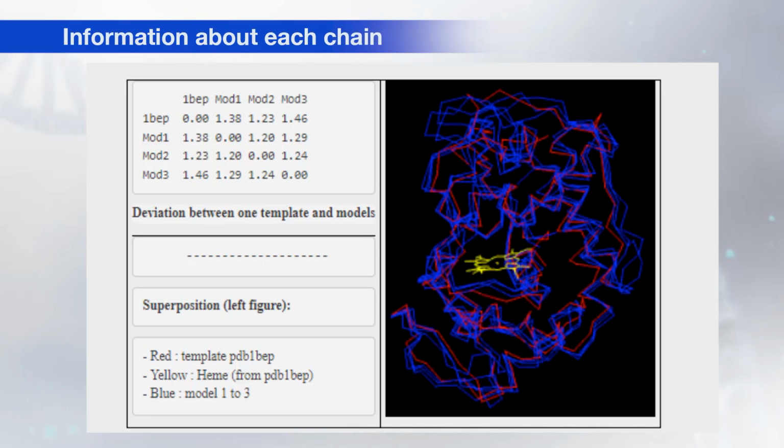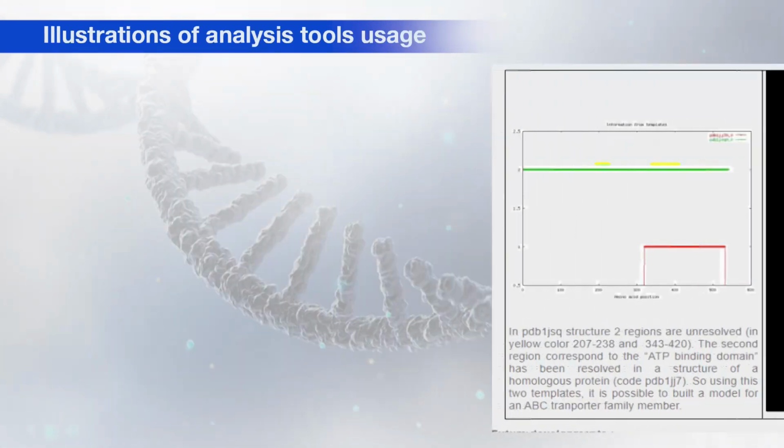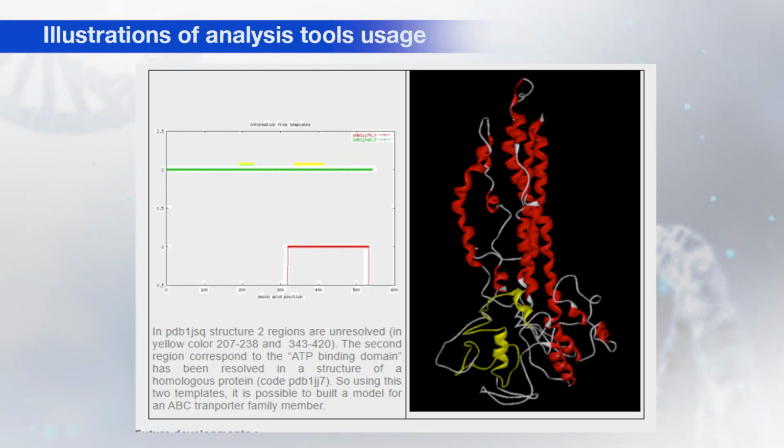Information about each chain, deviation between models on this chain, number of restraints deduced from the template and number of restraints that aren't respected in the model will also be reported. Deviation between this chain and the template used to build this chain can also be explained. Illustration of the analysis tool, and usage of the PDB files and PDB structure will also be explained in yellow color. It will also explain all the templates which have been taken, and their significant functional annotation will also be reported. So, this was all about the output of Geno3D in the web server.